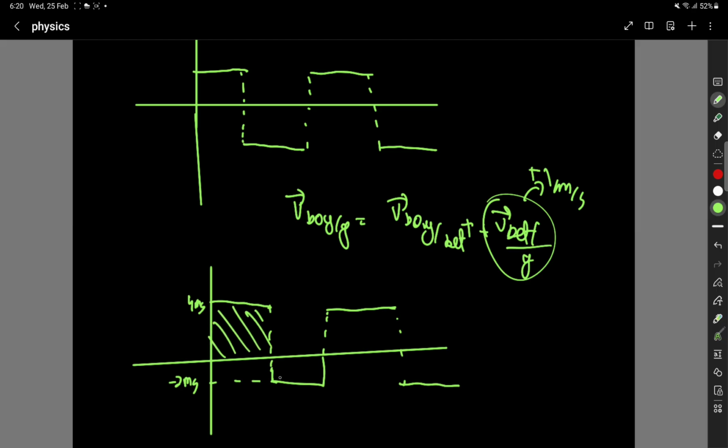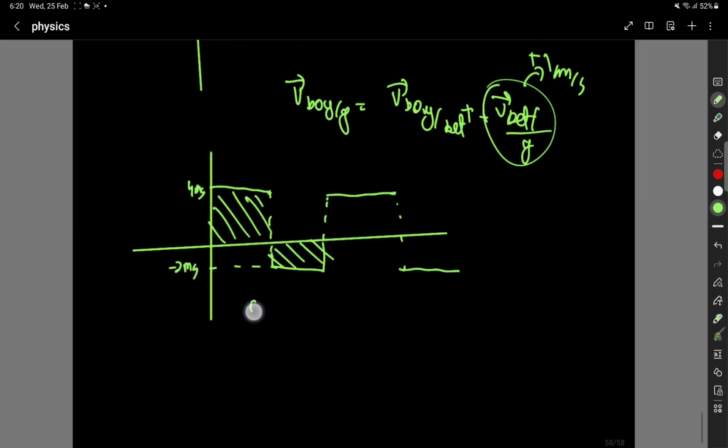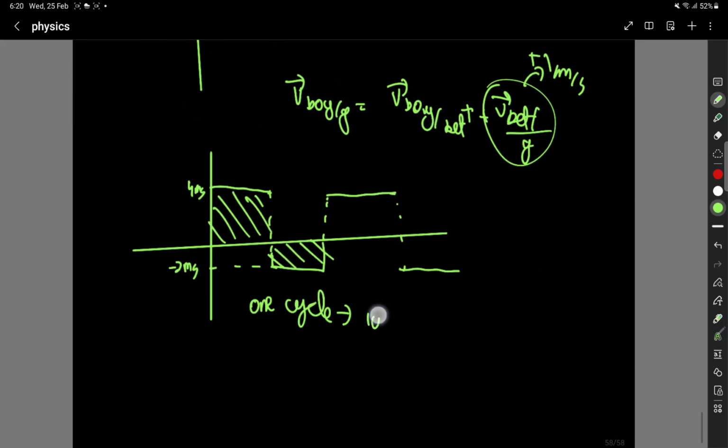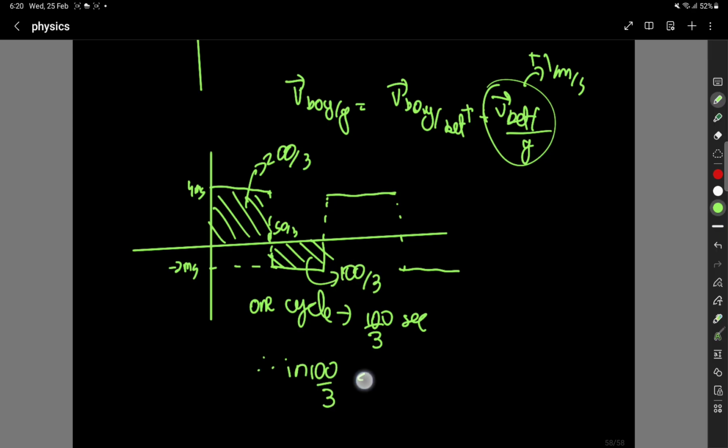So this is one cycle. One cycle will correspond to 100 by 3 seconds. This will be 50 by 3, this will be 200 by 3, this will be 100 by 3. Therefore, in 100 by 3 seconds, 100 meters, which implies in 300 seconds, 900 meters.